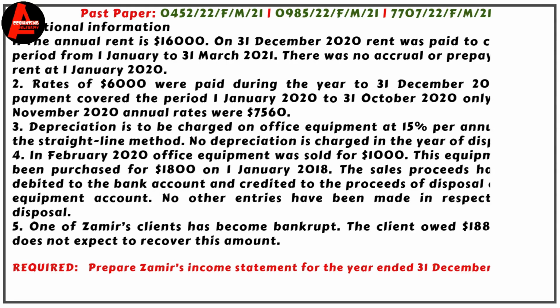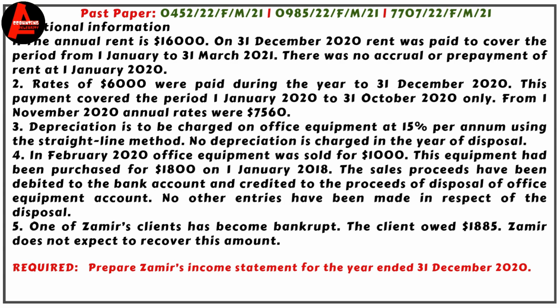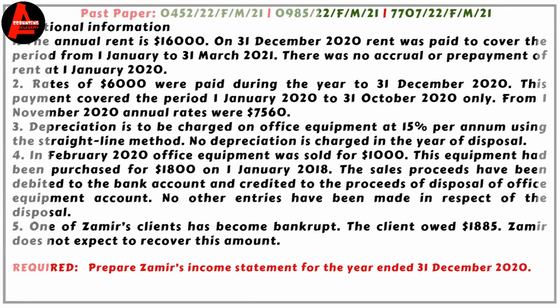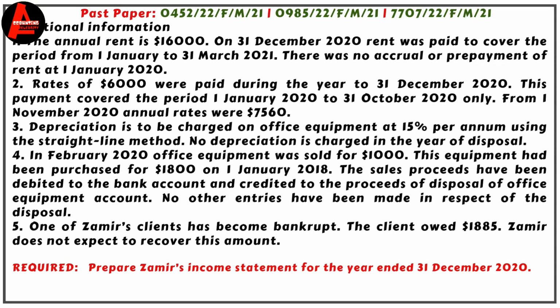So let us see the adjustments. We check whether any more adjustments are there or not. So number 4 here: in February 2020 office equipment was sold for $1,000. Okay, we saw this in the list of balances. This equipment had been purchased for $1,800 on 1st January 2018. The sales proceeds have been debited to the bank account and credited to the proceeds of disposal of office equipment account. No other entries have been made in respect of the disposal.